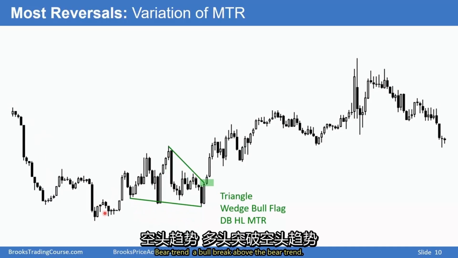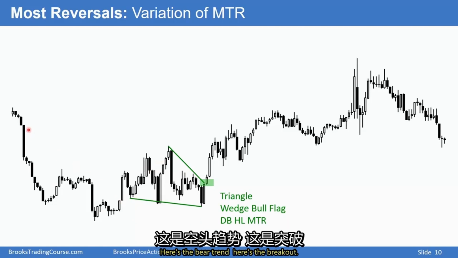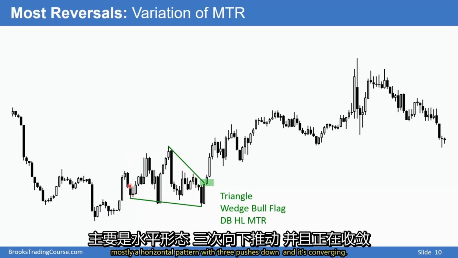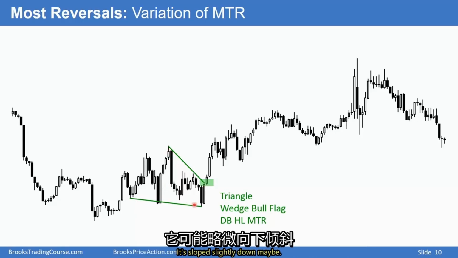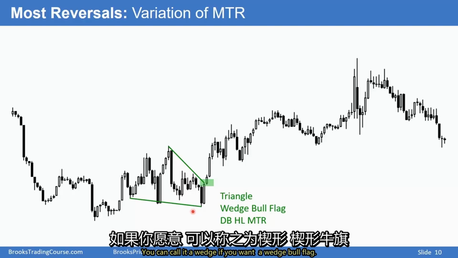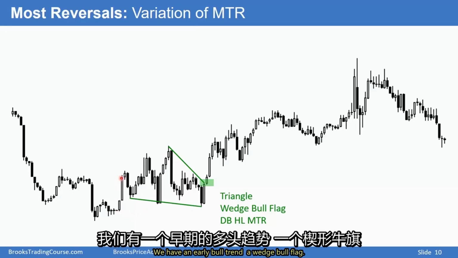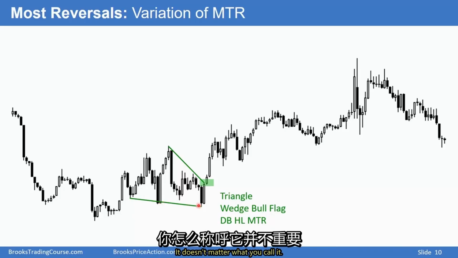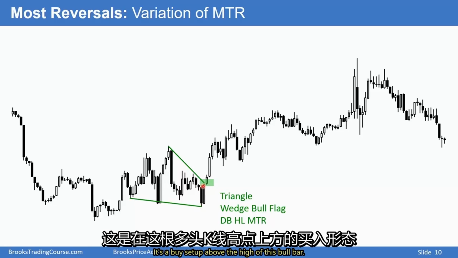Bear trend, a bull break above the bear trend. Here's the bear trend, here's the breakout. And you can call this a triangle, 3 pushes down, 1, 2, 3, mostly a horizontal pattern with 3 pushes down, and it's converging. It's sloped slightly down maybe. You can call it a wedge if you want, a wedge bull flag. We have an early bull trend, a wedge bull flag. You can call it a double bottom, higher low major trend reversal. It doesn't matter what you call it. It's a buy setup above the high of this bull bar.